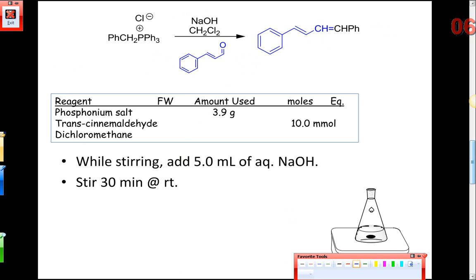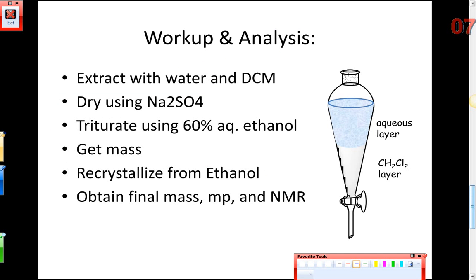In the next step, we're going to transfer 3.9 grams of phosphonium salt. You can do this in an Erlenmeyer flask. You can do this in a round bottom. It doesn't really matter. We're not going to be heating. We're just going to be stirring. Take your phosphonium salt, and to this, we're going to add trans-cinnamaldehyde and dichloromethane as solvent. To this mixture, we'll add 5 mL of 50% saturated aqueous sodium hydroxide. We'll then stir it at room temperature for 30 minutes. And then the reaction is done and ready to be worked up.